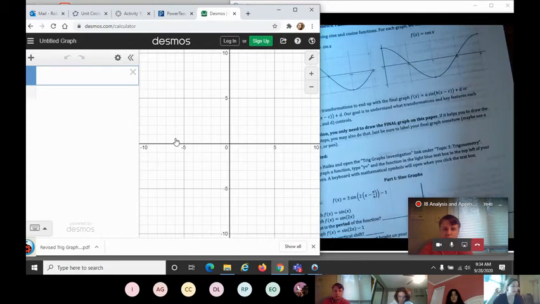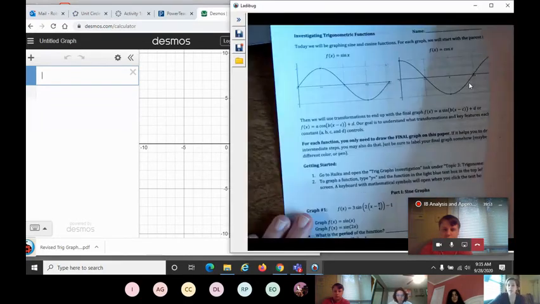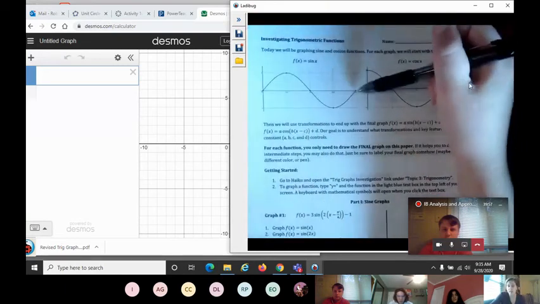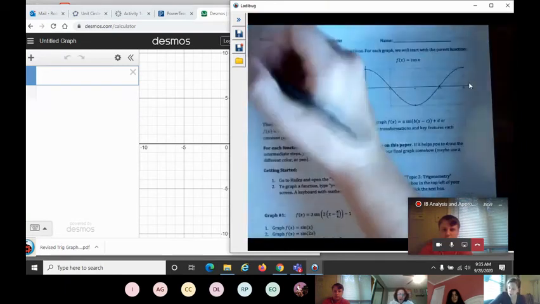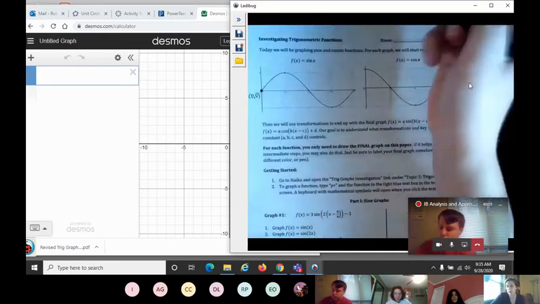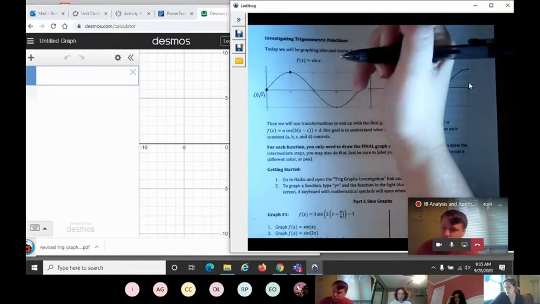And you will just type in whatever graph you need there. It says today we will be graphing the sine and cosine functions. For each graph, we will start with the parent function, so I give you the parent functions here. The parent function for sine looks like this. It's going to start at the point 0, 0, and go to a max at pi over 2, 1.